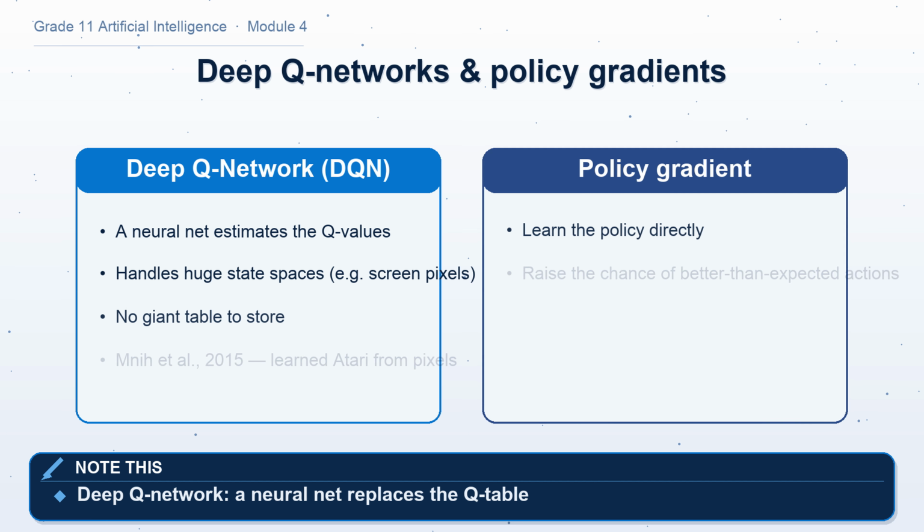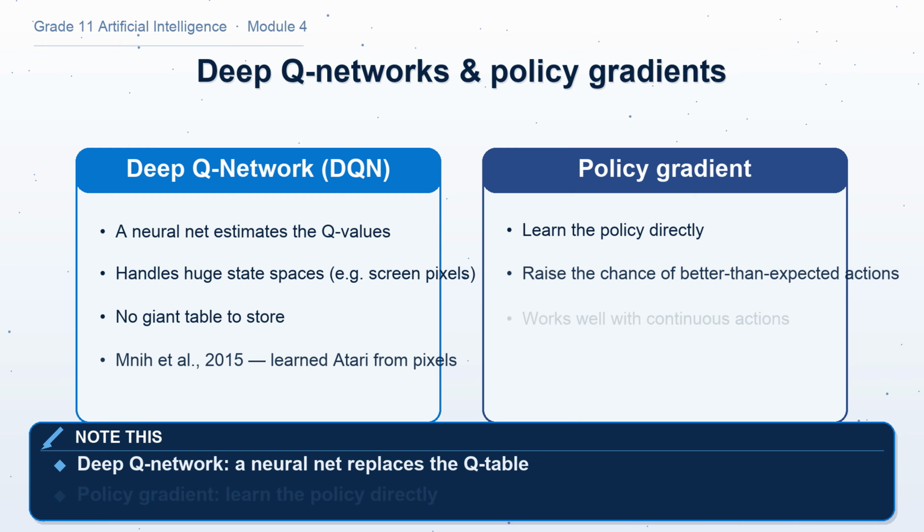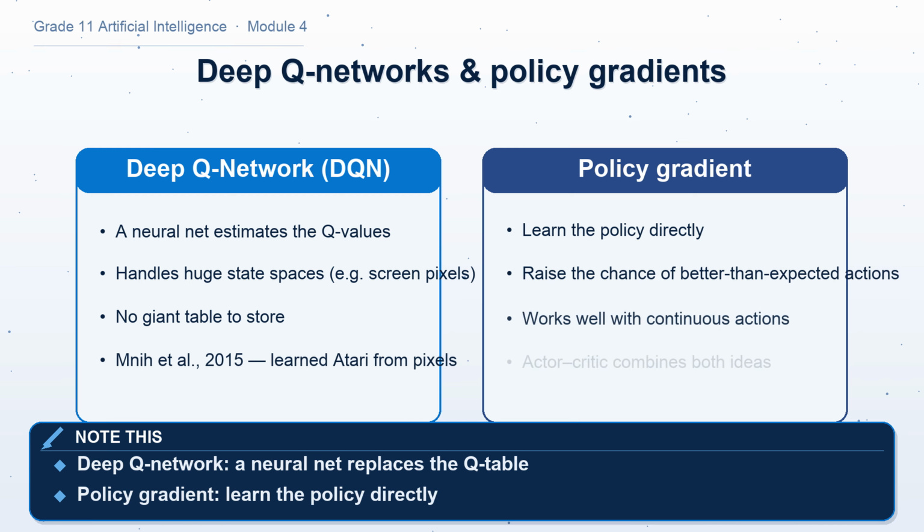A second family takes a different route. Policy gradient methods learn the policy directly, raising the chance of actions that turned out better than expected. They handle smooth, continuous actions well, like steering or throttle. The popular actor-critic methods combine both ideas. An actor chooses and a critic judges.